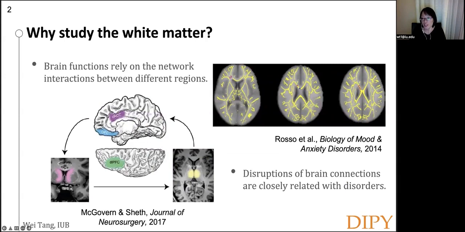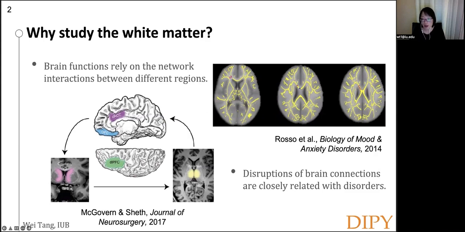On the left here is an example of a brain network related with decision-making. The regions colored in purple, blue, green, pink, and yellow all show increased activity when people are doing decision-making tasks. In patients with obsessive-compulsive disorder, these regions have also been found to show abnormalities. Indeed, almost all brain functions involve more than one region, and most brain diseases affect multiple regions. This indicates that to fully understand the function and dysfunction, we have to take into account not only the regions, but also their connections.